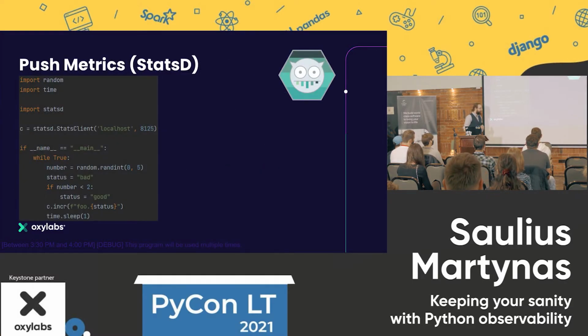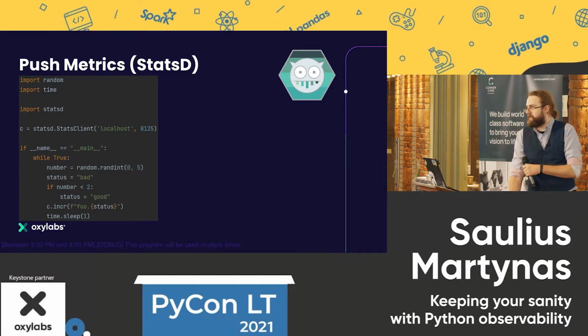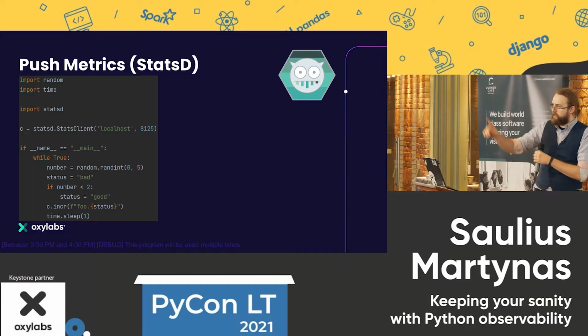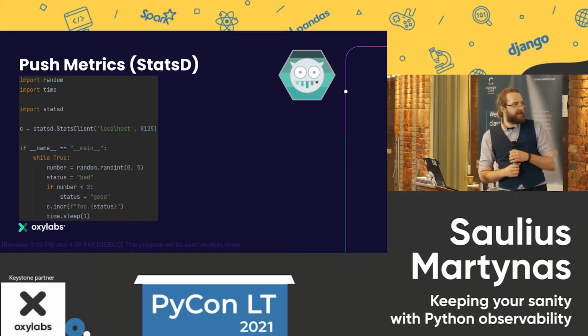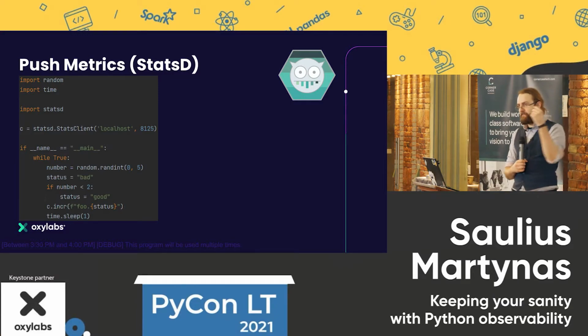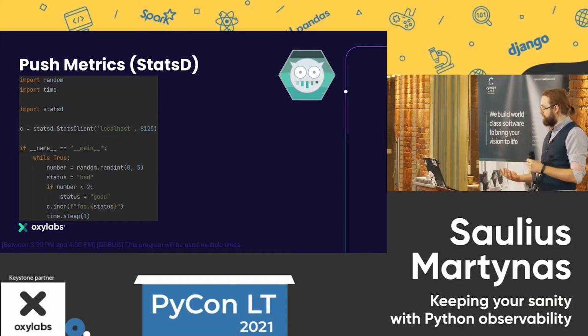So, implementing in code. This code is very simple. It just randomizes numbers from 0 to 5. If the number is less than 2, we mark it as good. If it's more, we mark it as bad. So with statsd, you just say where you need to shoot the metrics, and every time there's an event, it will use foo as an identifier. And everything that comes after dots, you can have layers of identifications. This is the statsd way of having labels.